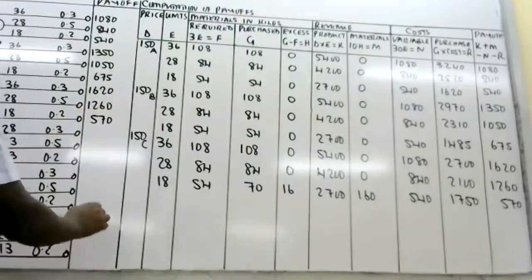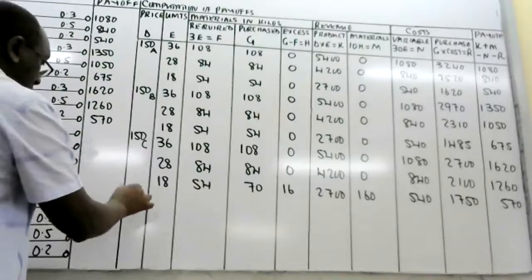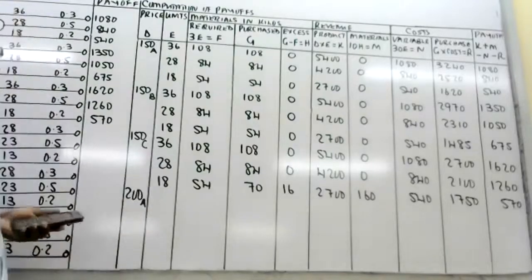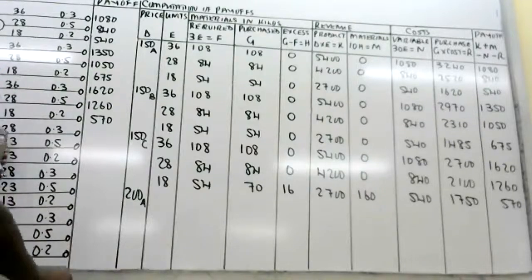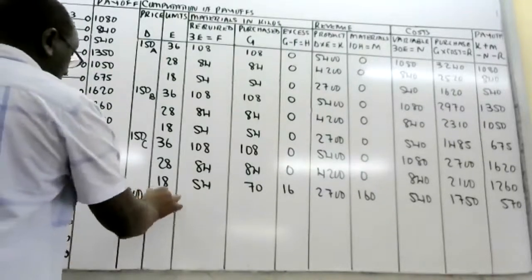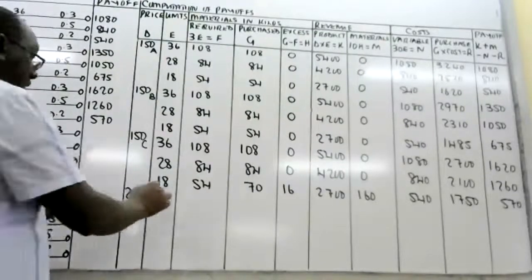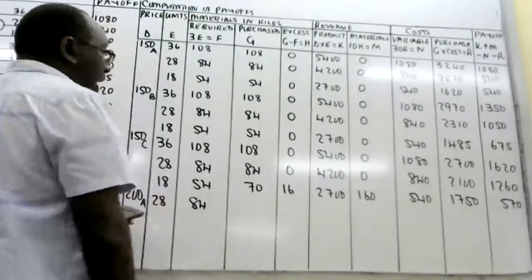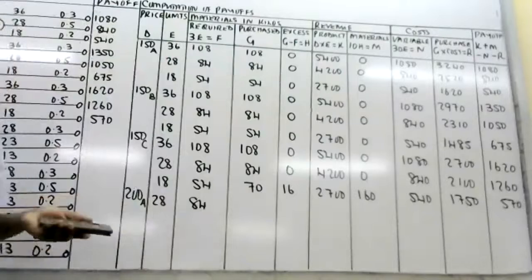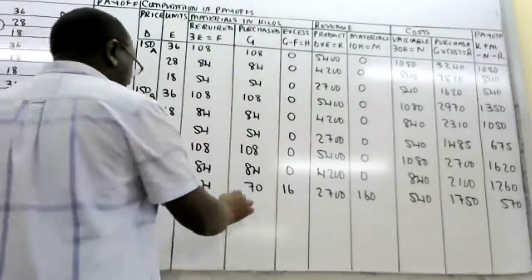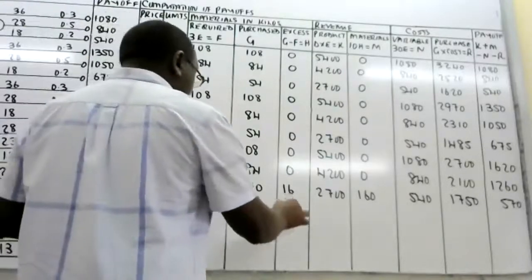Let us go now to the 200A. For the 200A, the units are 28. So 28 times 3 is 84. And when we are in A, we are buying whatever we want. So we just buy 84. So no excess.